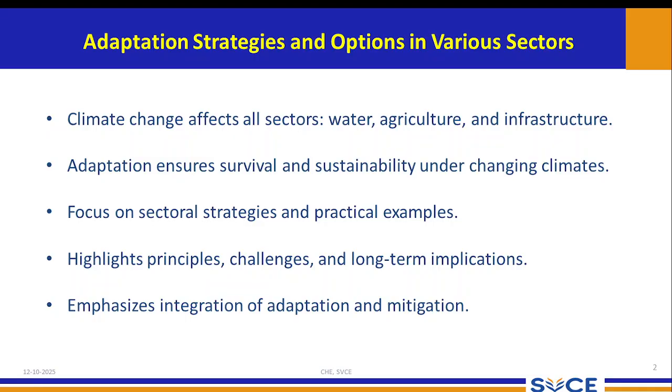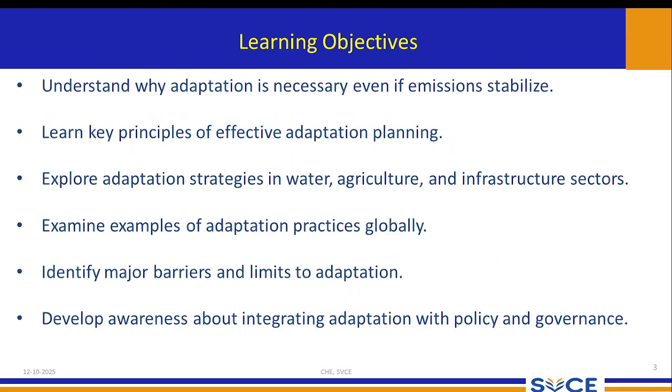Coming to adaptation, here on the slide: adaptation ensures survival and sustainability under changing climates, focuses on sectoral strategies and practical examples, highlights principles, challenges, and long-term implications, and emphasizes integration of adaptation and mitigation. So adaptation and mitigation are very important parameters to control this type of climate change.